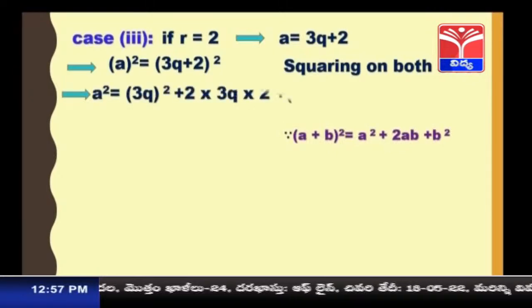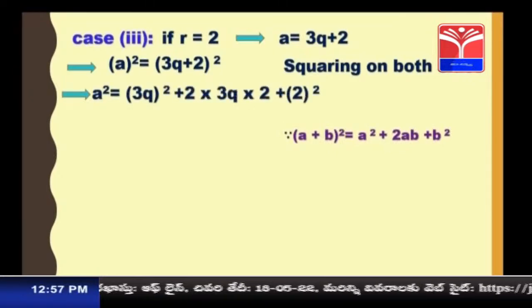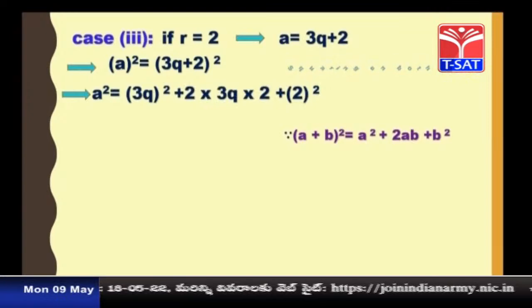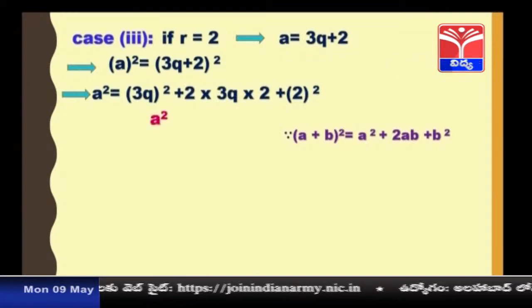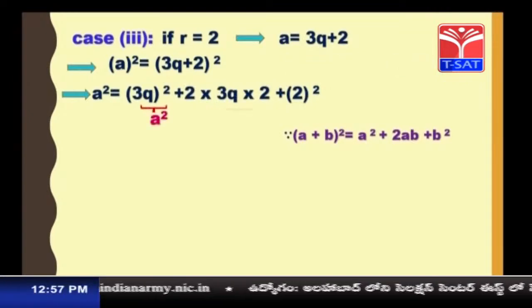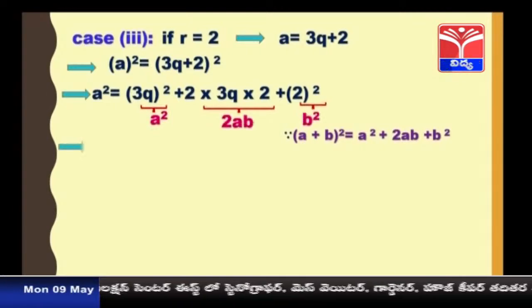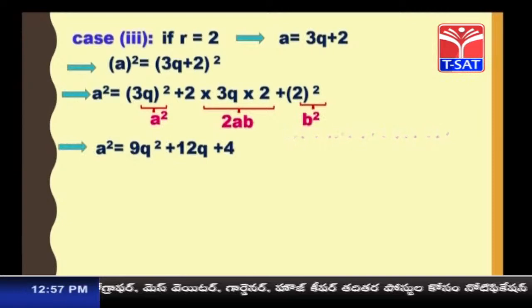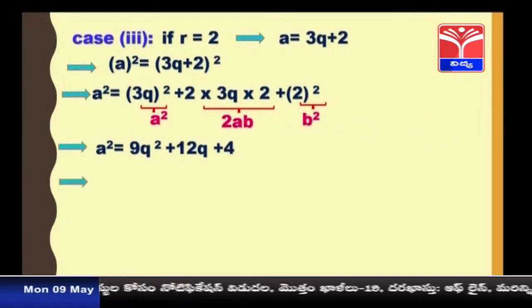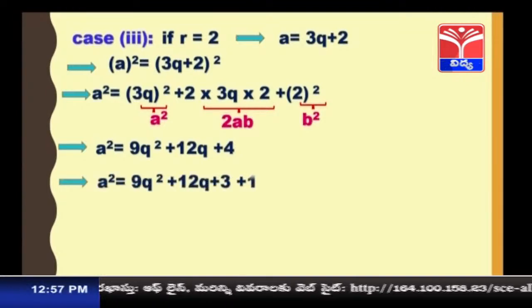a square is equal to (3q) whole square plus 2 into 3q into 2 plus 2 square. Here I am using the (a plus b) whole square formula, a square plus 2ab plus b square. Then a square is equal to 9q square plus 12q plus 4. Here I am splitting 4 as 3 plus 1, for taking 3 common from the first 3 terms, I am writing 4 as 3 plus 1.